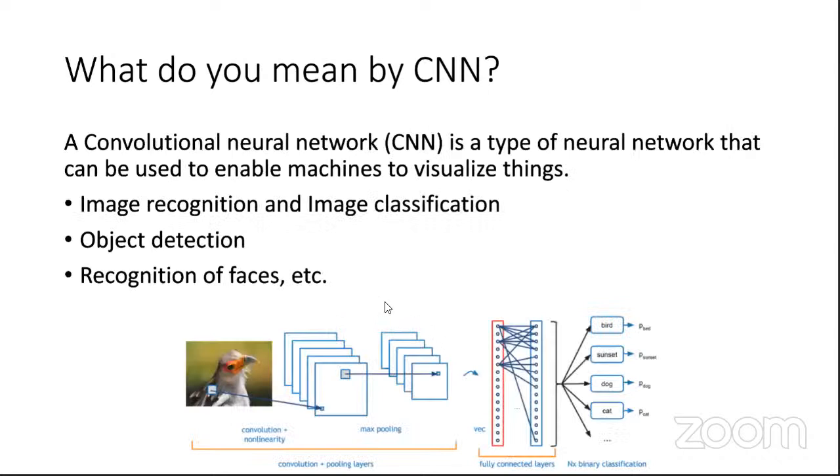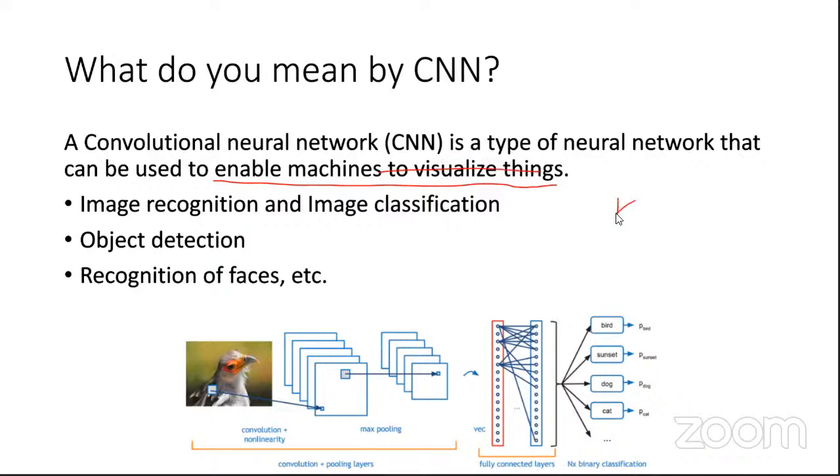CNN. A convolutional neural network is a type of neural network that is used to enable a machine to visualize things. See, a convolutional neural network is one which is used to visualize things.